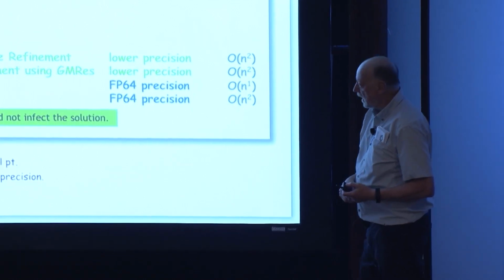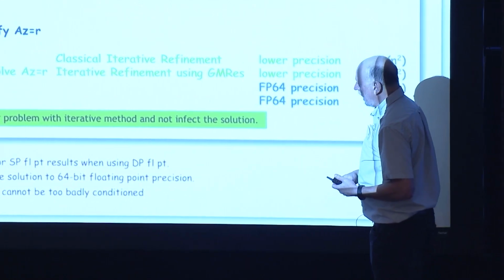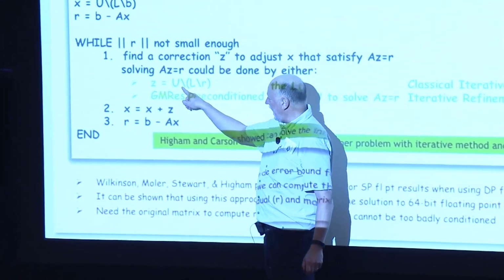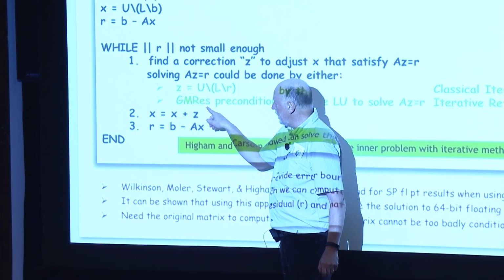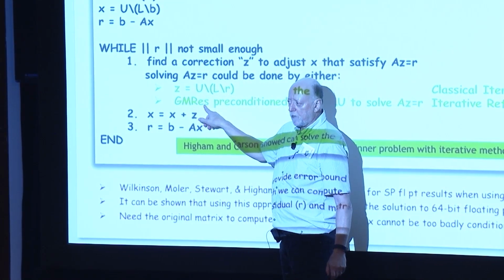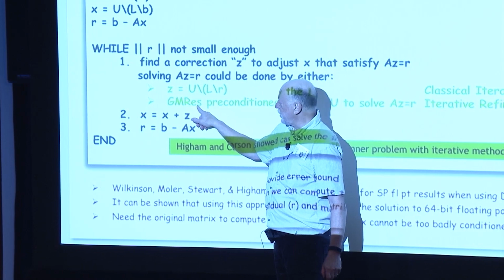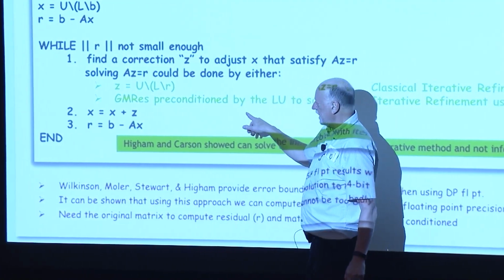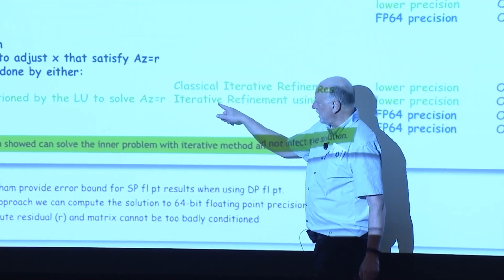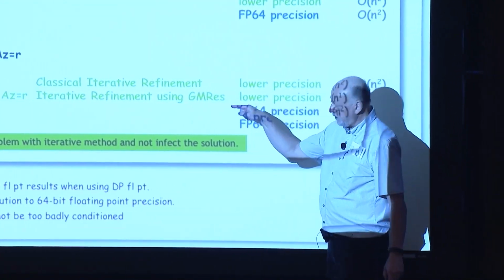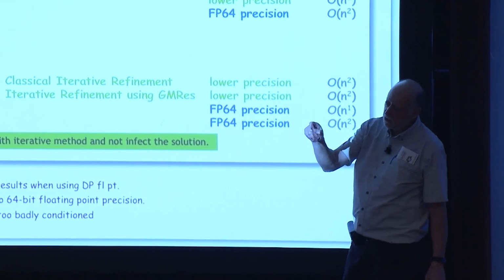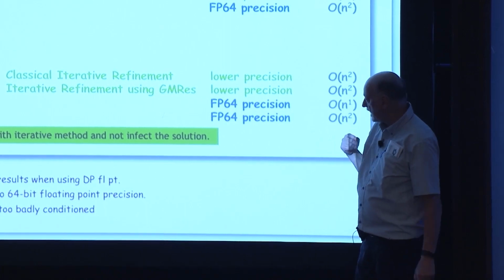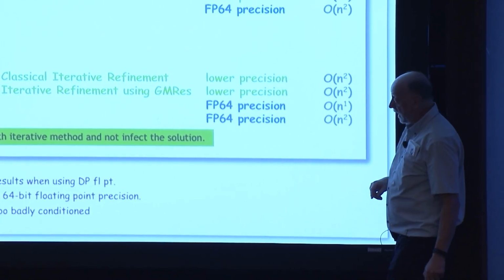Recent results by Nick Higham and Lynn Carson say, don't compute this using L and U. Use an iterative method. Use GMRES. You've got a dense matrix, but you've got a pretty good preconditioner, the L and U factors. So it should converge very rapidly, and it does. So we use this iterative method here to compute that Z, and it doesn't infect the solution with the conditioning. So we don't have that condition problem. That's released. And that algorithm runs pretty well.